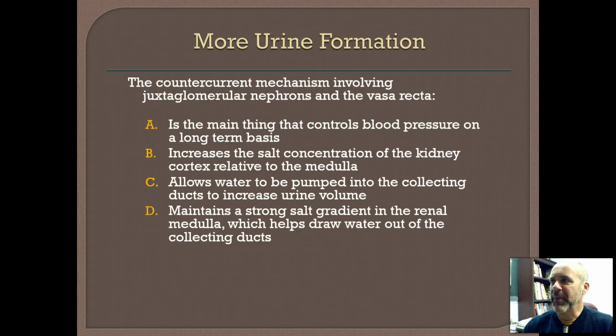All right, another urine formation question. The countercurrent mechanism involving the juxtaglomerular nephrons and the vasa recta. Again, those are the nephrons where the loop hangs way down into the medulla. Earlier we talked a little bit about what the function of those nephrons were. Read through the answers and try to make your choice. And hopefully you picked D.